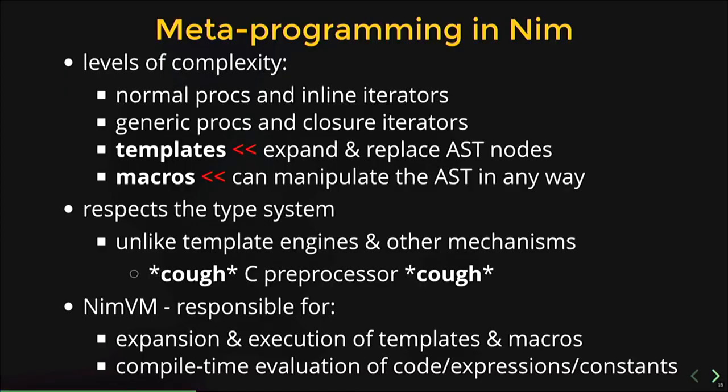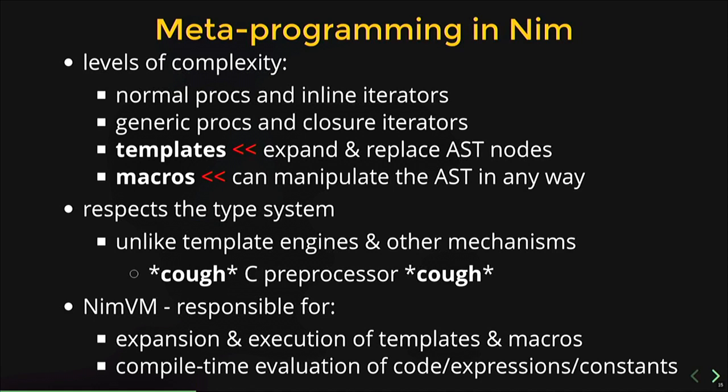So in Nim, we can say that there are 4 levels of complexity, like normal procedures and inline iterators, nothing special about them. We also have generic procedures and closure iterators, which are more high level. We also have templates and macros, which are the metaprogramming part in Nim. And templates basically expand and replace AST nodes, and macros can manipulate the AST in almost any way. They also respect the type system, unlike some other things such as the C preprocessor.